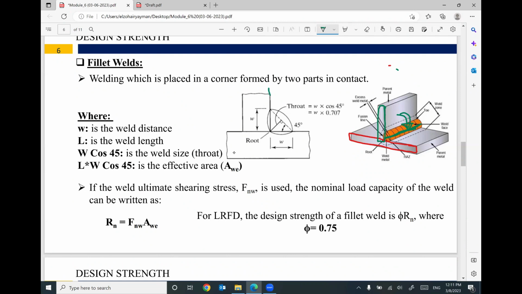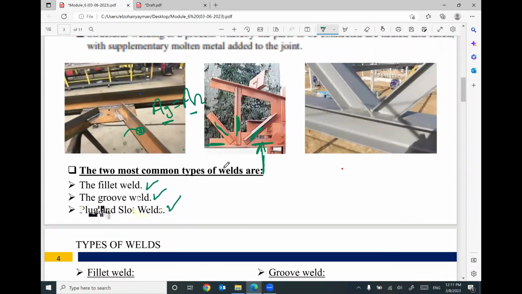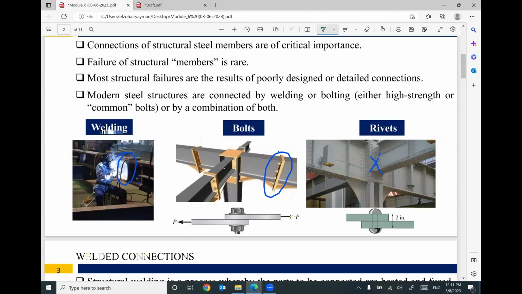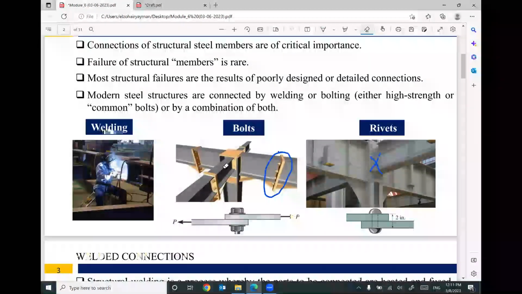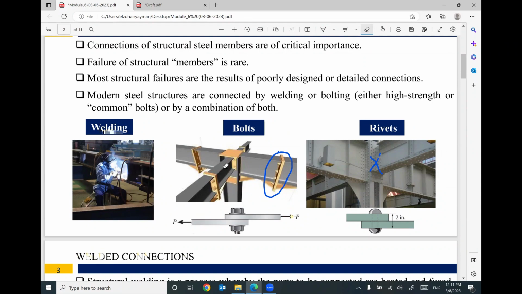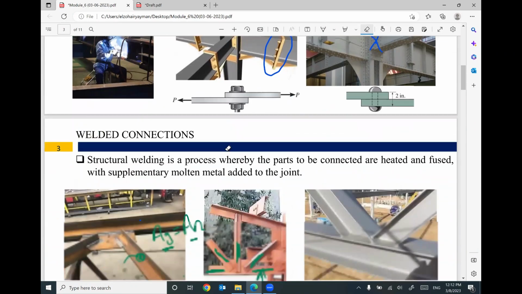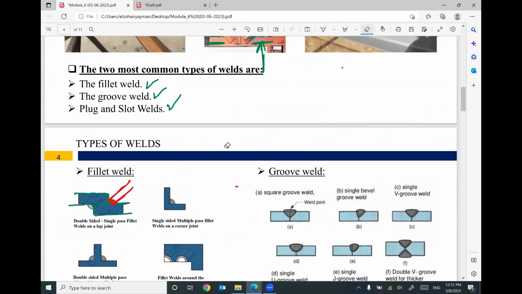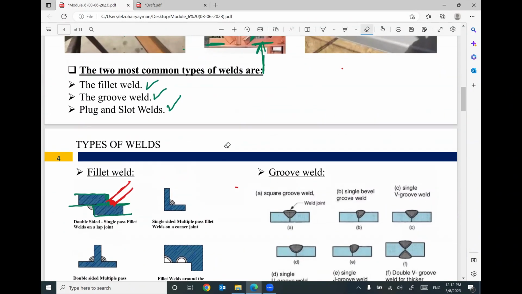Just put your vertical member and your horizontal member, and with your welding machine, you can fill this right angle with welding. It will be called fillet weld. That makes sense? That's it. This guy with his machine will fill the right angle between the two surfaces.